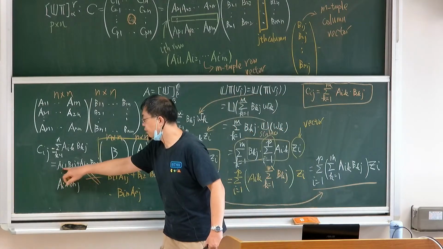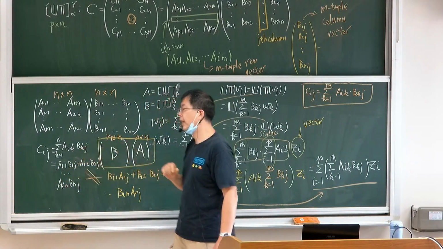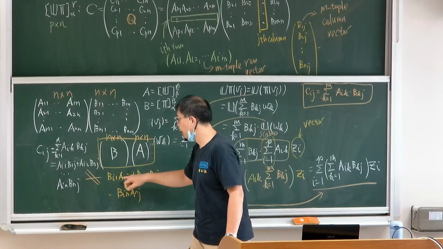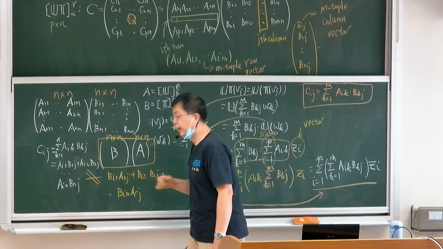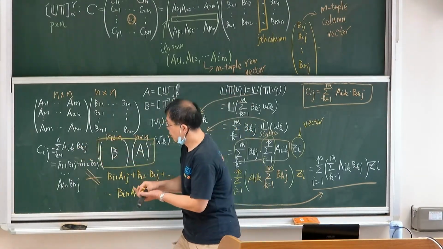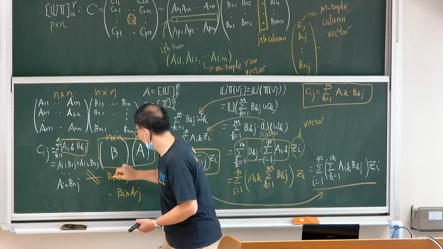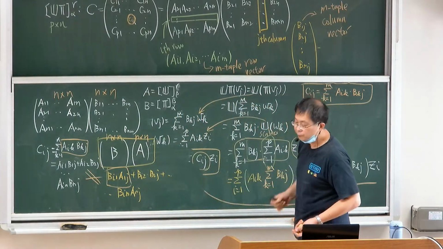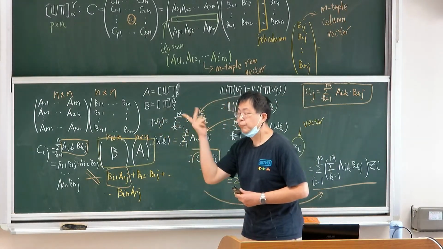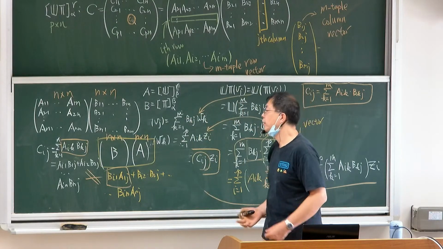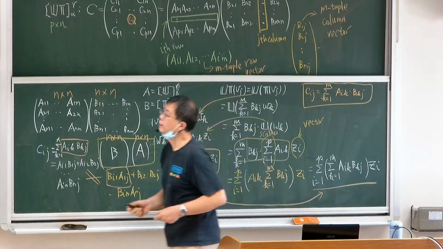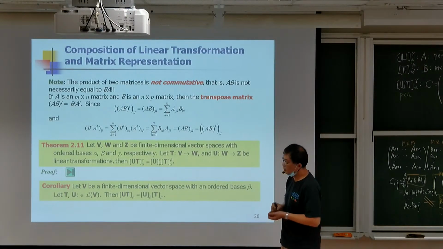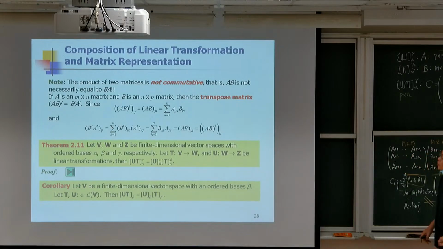Because this is the combination aik times bkj, and this one from B times A, I have bik times akj. So these terms are not identical either. So we cannot simply commute the two matrices. Okay, so the product of two matrices is not commutative. So this is very important. Okay, let's take a break for 10 minutes.